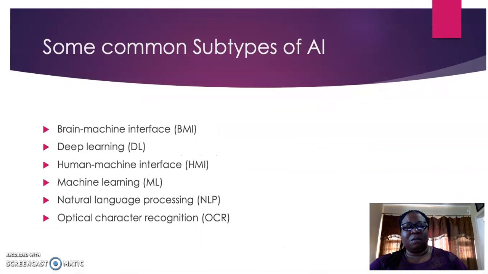Some common subtypes of artificial intelligence include brain-machine interface, deep learning, human-machine interface, machine learning, natural language processing, and optical character recognition. All these methods and subtypes have contributed immensely to the use of artificial intelligence in medicine as it continues to emerge.